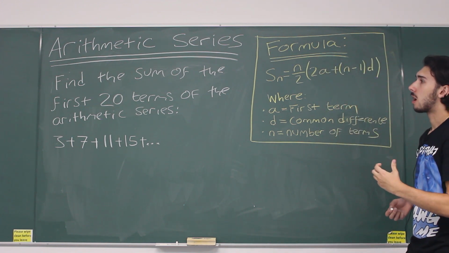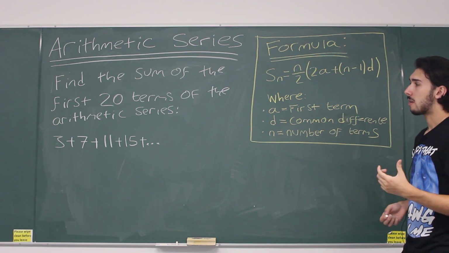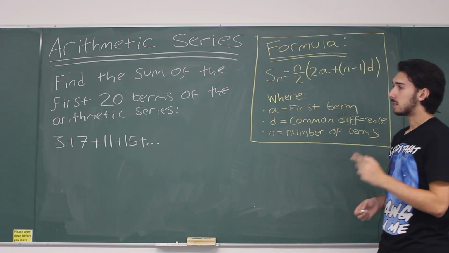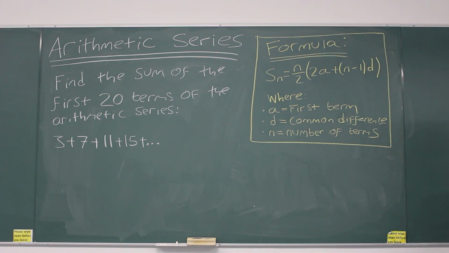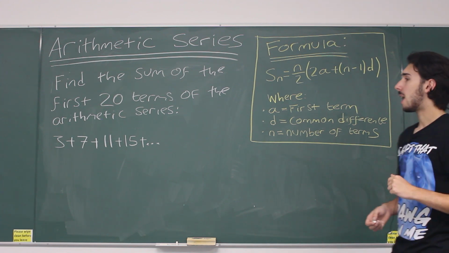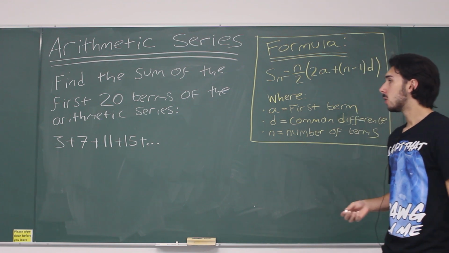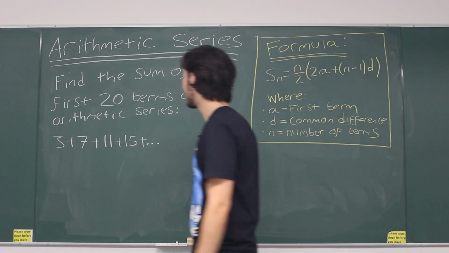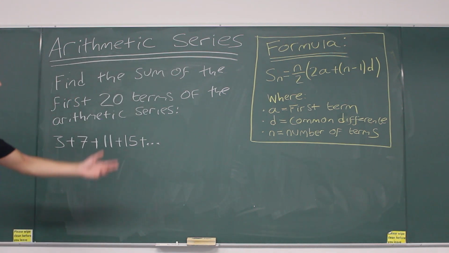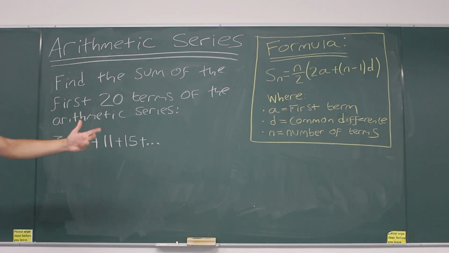So we want to find the sum of the first 20 terms of the arithmetic series 3 plus 7 plus 11 plus 15 all the way up to whatever the 20th term is. So how are we going to do that? Well, we just need to use this formula, which we derived in the last video, and we simply identify what is A, what is D, and what is N, and we literally plug in.